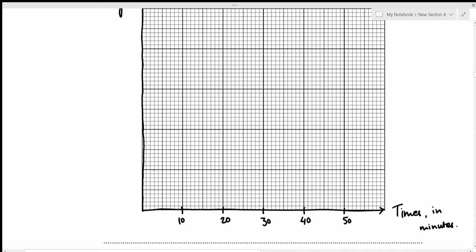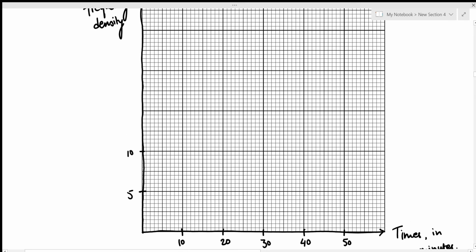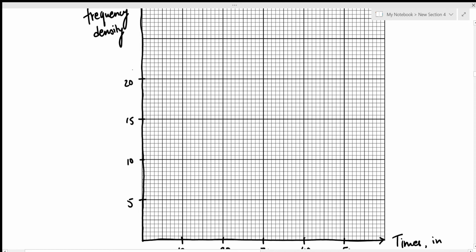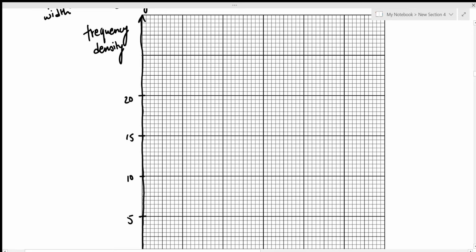All right, let's mark it up. So this can be 5, 10, 15, 20, this can be 25.